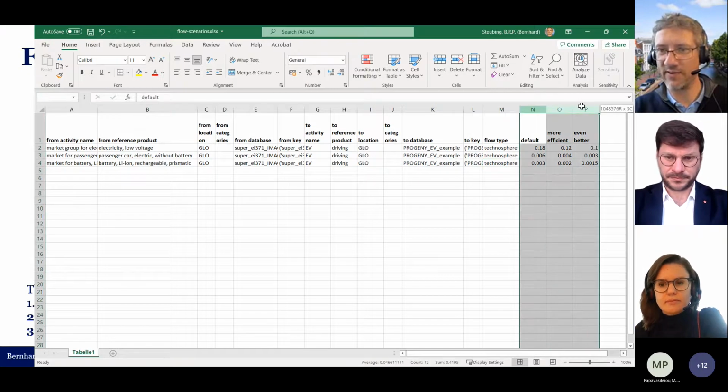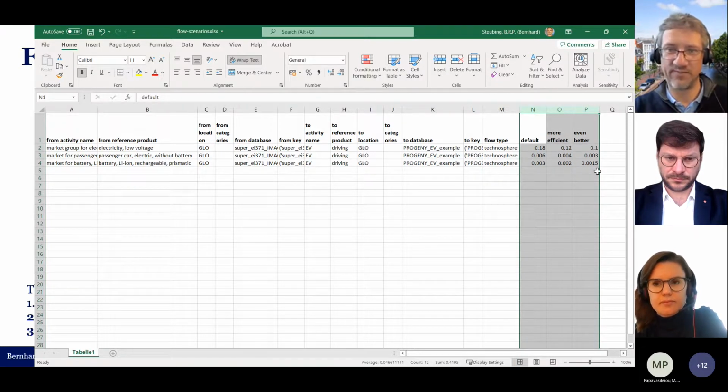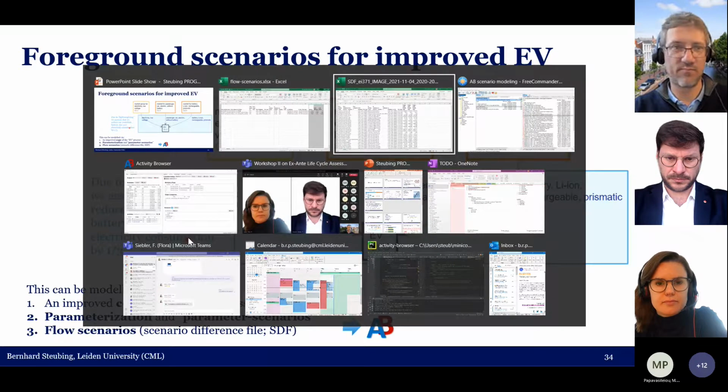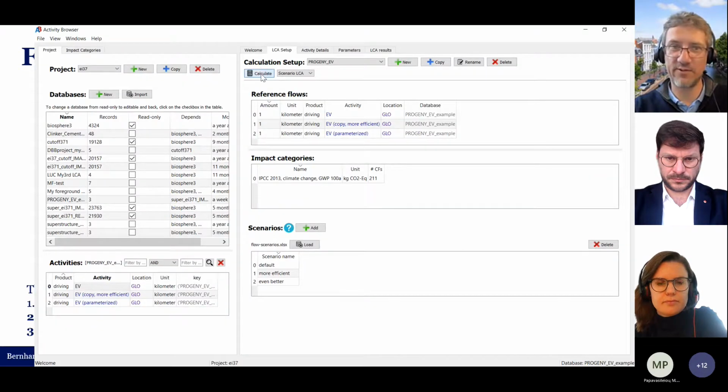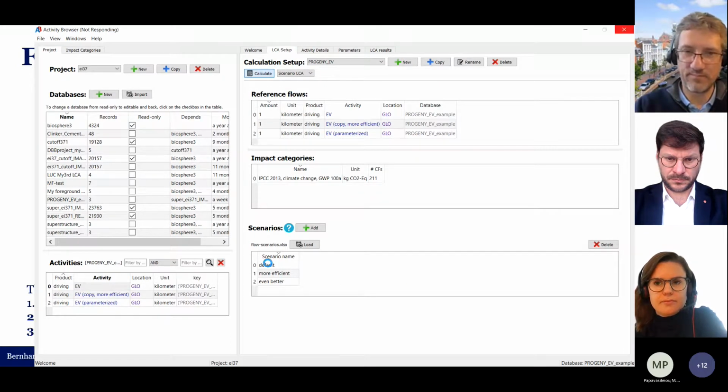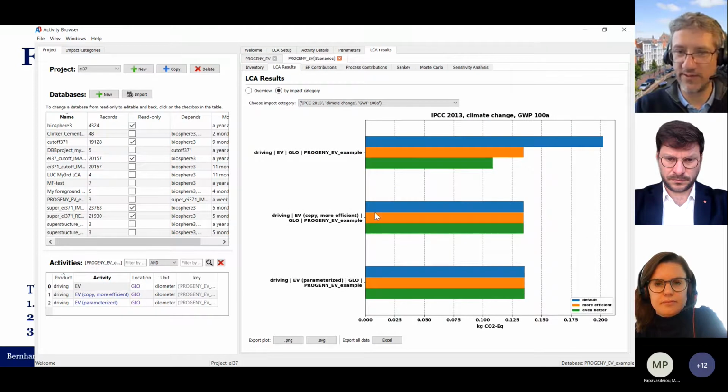And then we define additional scenarios. So we have a default. With the default values, we have an improved and an even better scenario. So let's see what that does. If we find, here we go, calculate. So here we see no changes in these processes because our scenarios don't affect them. They only affect the first process. And we see the three scenarios reflected as expected.